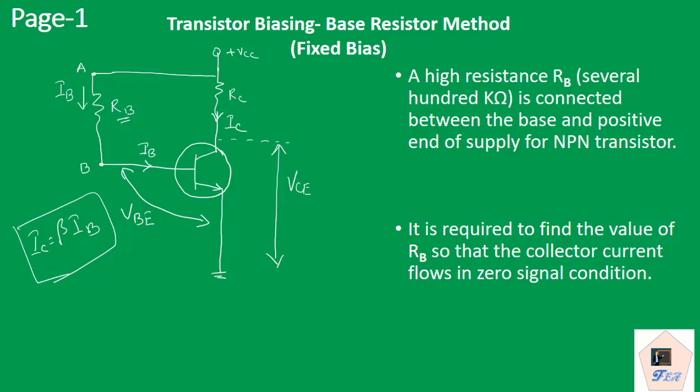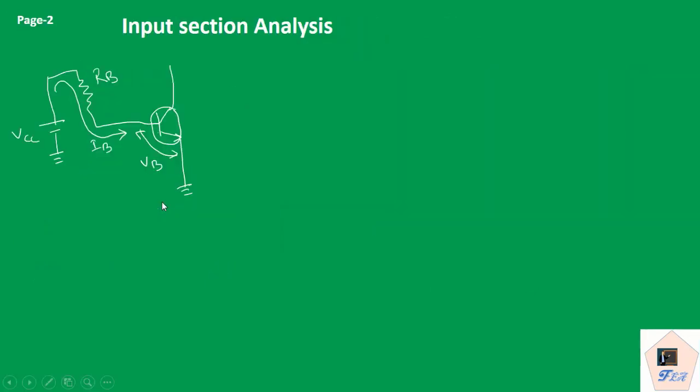This current can be made to flow by selecting the proper value of the base resistor. Hence it is very important to find or choose the value of RB so that the required collector current flows in the zero signal condition. If this condition is satisfied, then we can proceed further in this particular biasing technique.